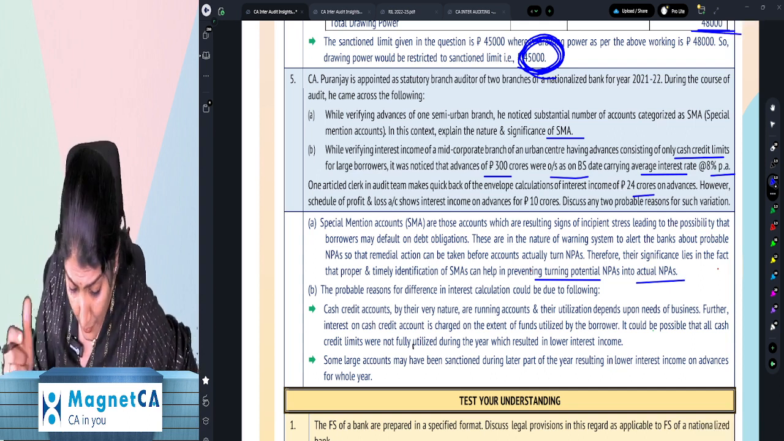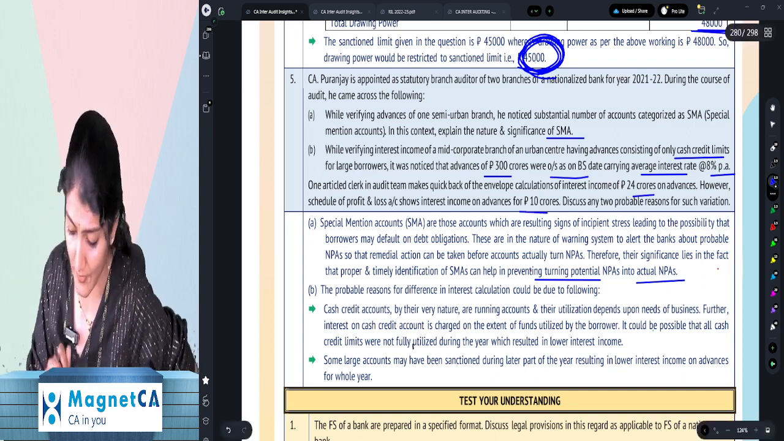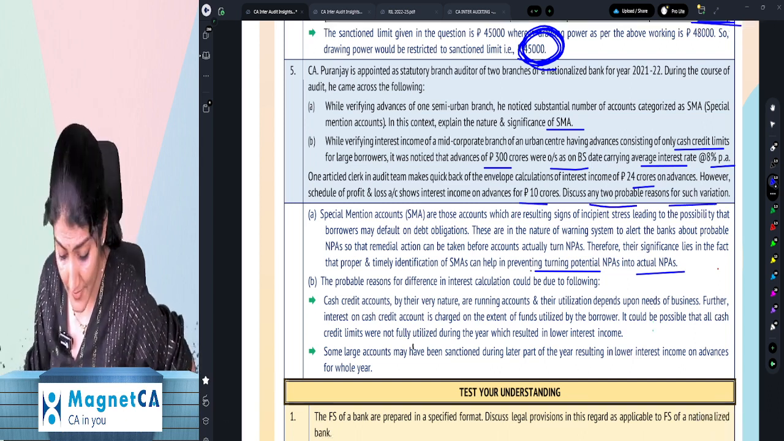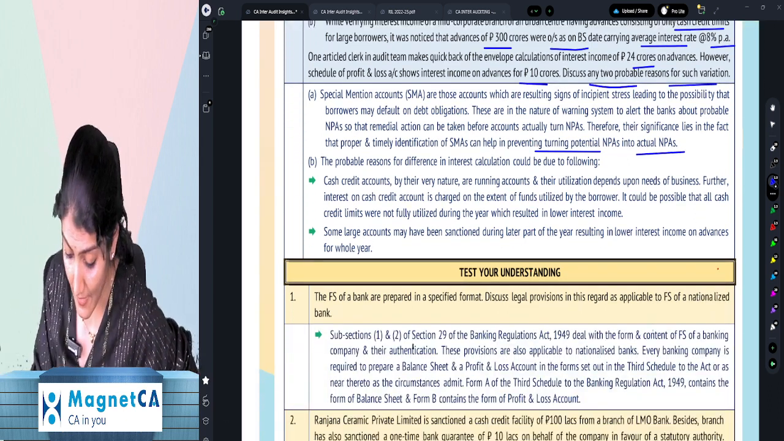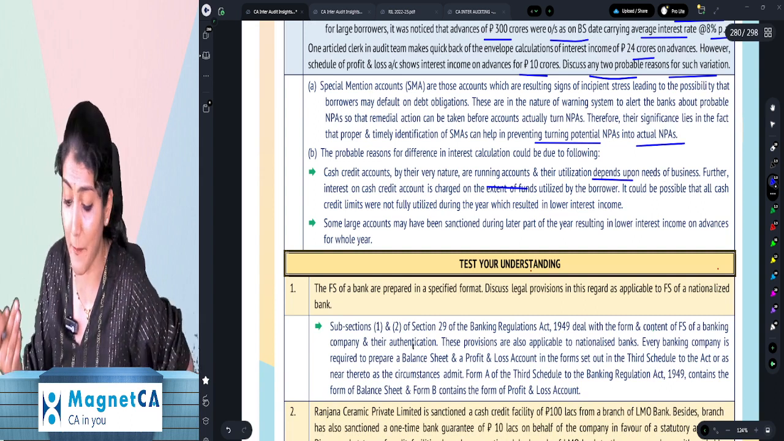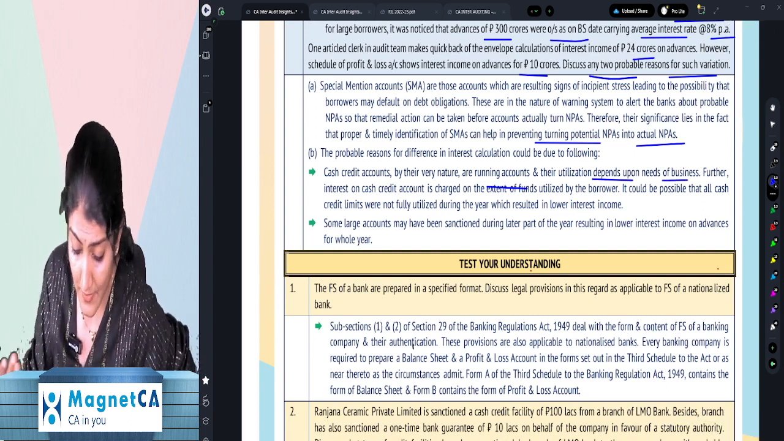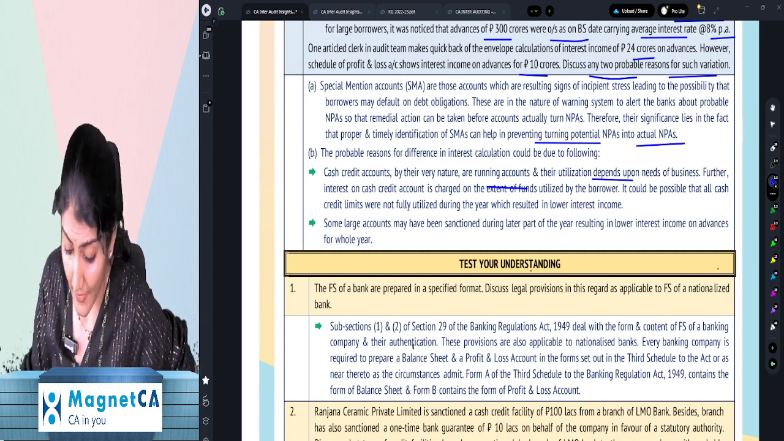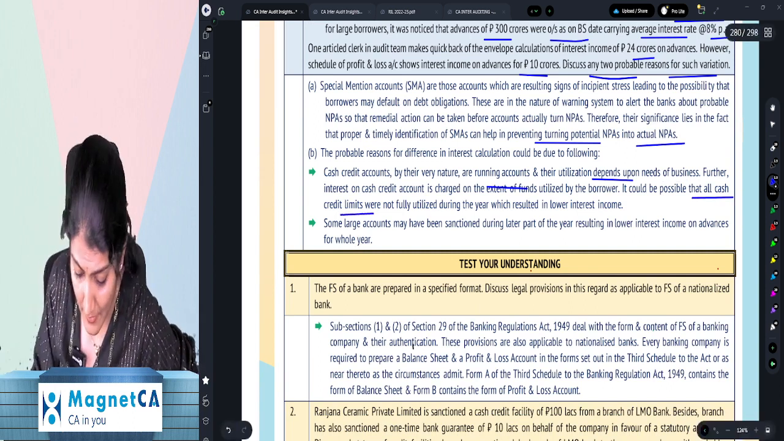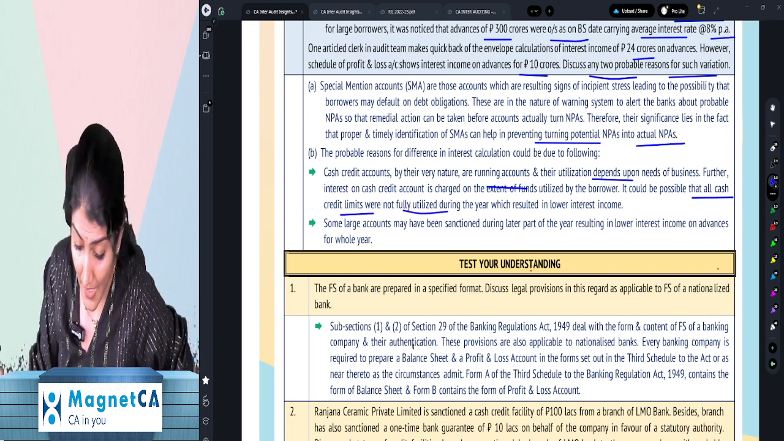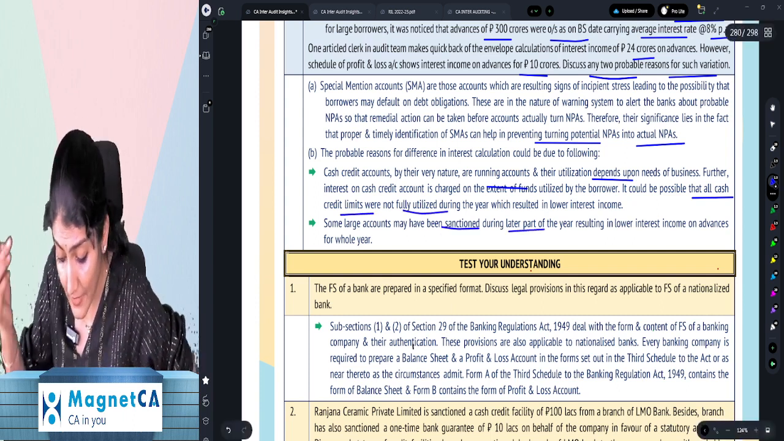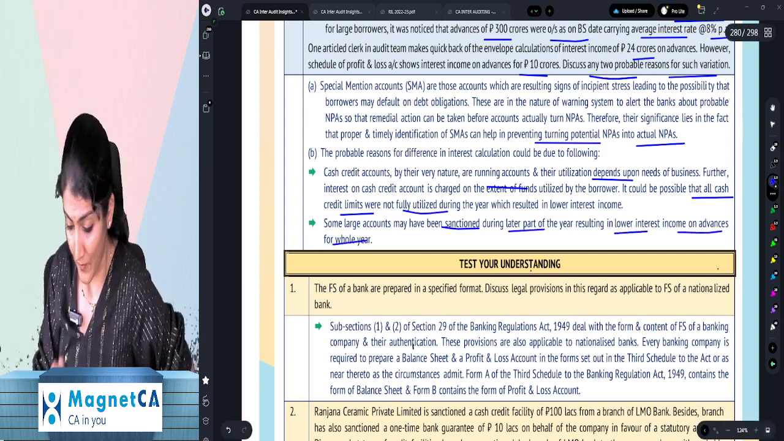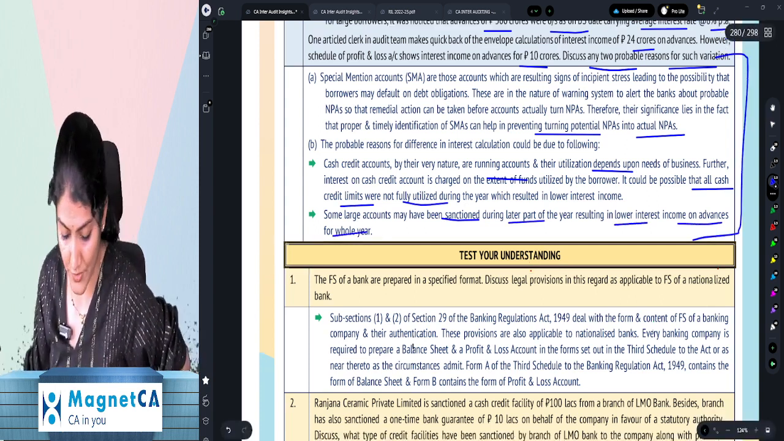However, the schedule of P&L shows interest income of only 10 crore. Discuss any 2 probable reasons for such variation. One, a cash credit account is varying in nature, a running account, and its utilization depends on the needs of the business. Interest on a cash credit account is charged on the extent of the funds utilized by the borrower. It could be possible that all cash credit limits were not fully utilized, and some large accounts may have been sanctioned during the later part of the year, resulting in lower interest income on the advances. Right? So that is a very different type of question over there.